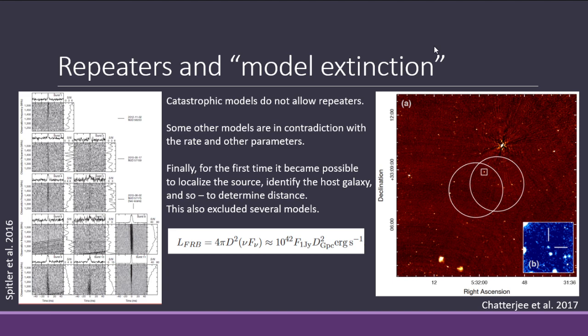However, many models were rejected, partly because repeaters were discovered, and repeaters definitely exclude, as we already discussed, all catastrophic scenarios. And as repeaters very often are identified with galaxies, you can exclude many other scenarios. For example, cosmic strings have nothing to do with galaxies, and you simply reject this idea. Okay.